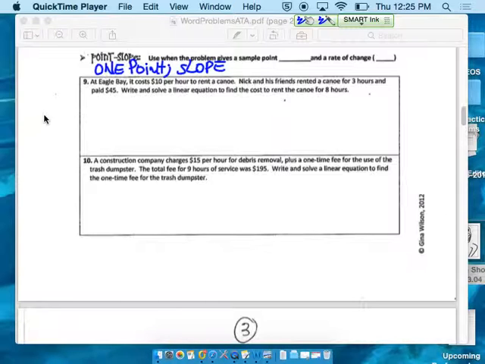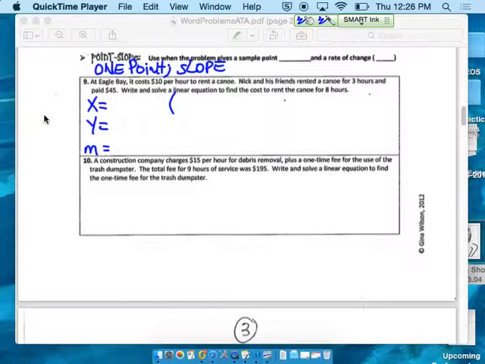At Eagle Bay, it costs $10 per hour to rent a canoe. Nick and his friends rented a canoe for 3 hours and paid $45. We're going to write and solve a linear equation to find the cost to rent the canoe for 8 hours. So we would like our equation to tell us how much it would cost. Just like before, let's identify x and y. And in this problem, let's identify what the slope is. What is the constant rate of change?